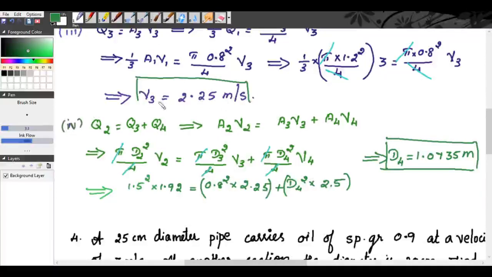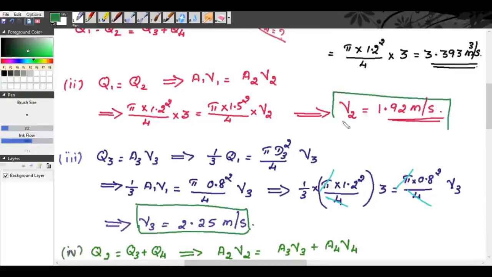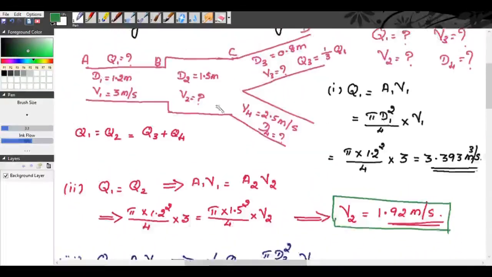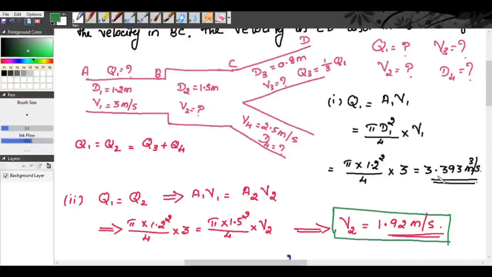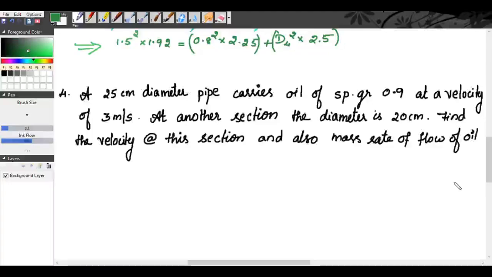Diameter of the fourth pipe. We have determined the velocity in the third pipe. We have found the average velocity in the second pipe. And we have also determined the discharge Q1. Now we will move on to our fourth problem. Our fourth problem is a 25 centimeter diameter pipe carries oil of specific gravity 0.9. See, in the previous problems we saw the conveyance liquid is water. Here it is oil. So a 25 centimeter diameter pipe.